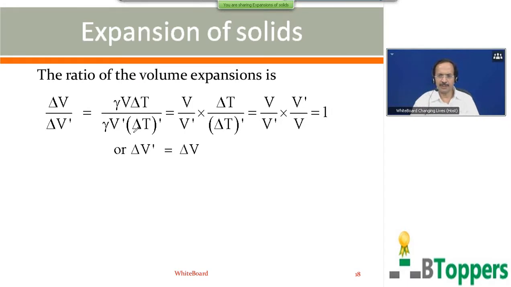Gamma is the same for both the rods because they are made up of the same metal. So V by V dash into delta T by delta T dash. As we have seen in the previous slide, delta T by delta T dash equals V dash by V. So I have substituted that, and you get V by V dash into V dash by V equal to 1. So delta V dash is equal to delta V. That means the increase in the volume will be the same for both the rods.